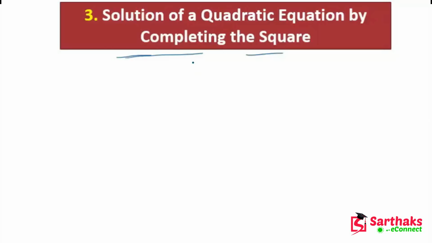As you know, quadratic equations are those equations which are in the form of ax square plus bx plus c is equal to 0. Now in this method we have to find the roots of the quadratic equation by the completing the square method. This quadratic equation has two roots.